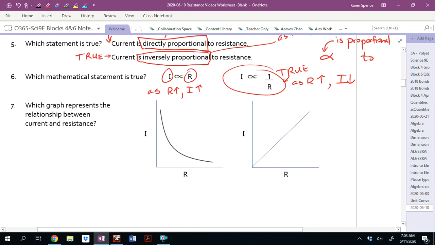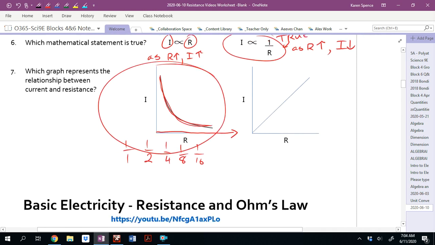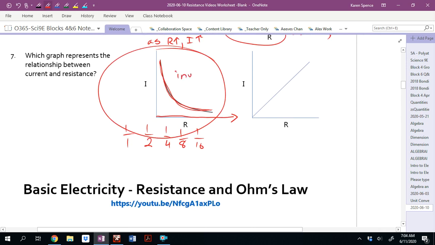Which graph represents the relationship between current and resistance? Well, as resistance increases, the current decreases. And you'll notice it's a curve. This is what it looks like if you have 1 over 1 is 1. And then if you increase the resistance, 1 over 2, if the resistance is now 2, it'll be a half, and then you'll have a quarter, and then an eighth, and then a 16th, and this is what the shape of the curve looks like if you plot those all out. So this is the one here. This is an inverse relation curve.